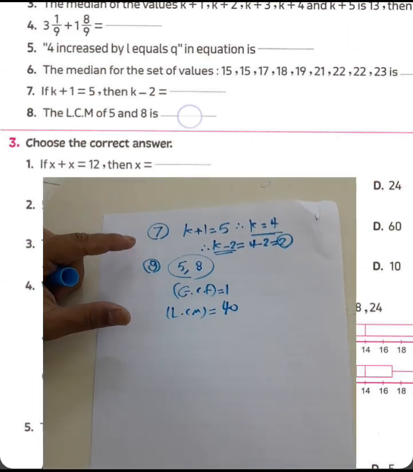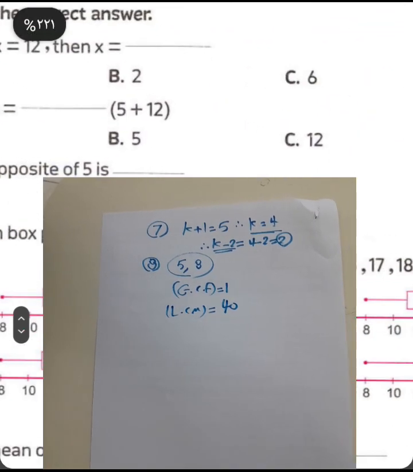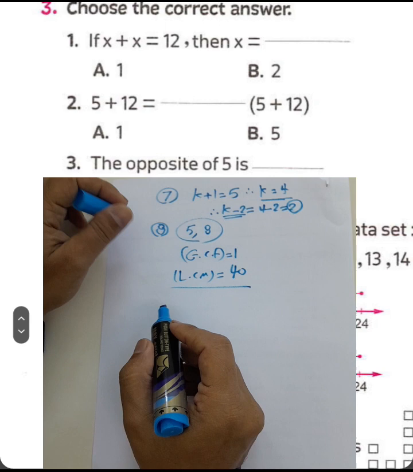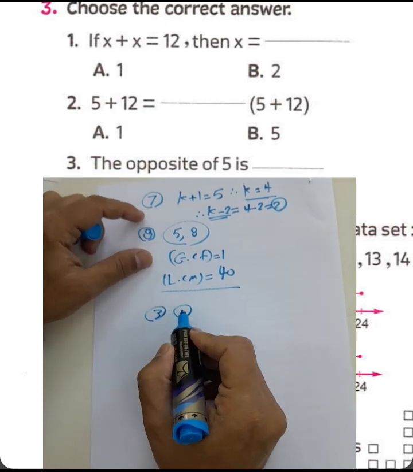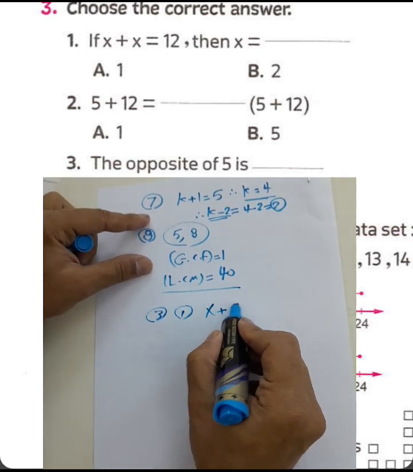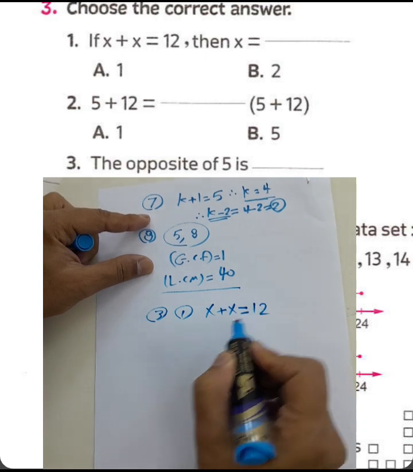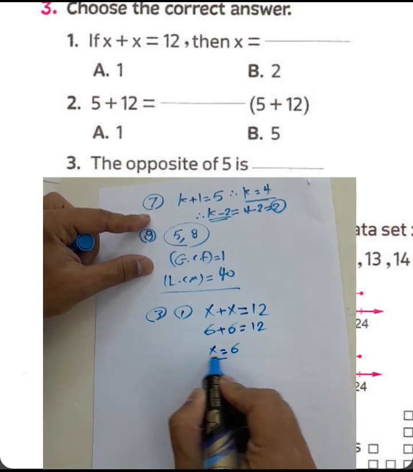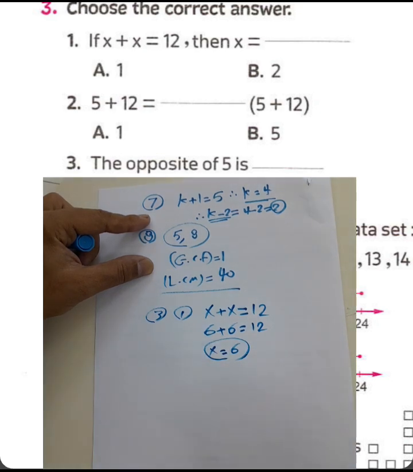Okay, choose question number 3. Choose the correct answer. Number 1. If x plus x equals 12, then x will be 6, because 6 plus 6 equals 12. X will be equal to 6.